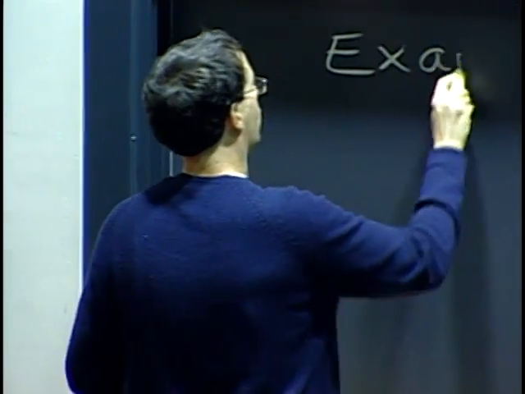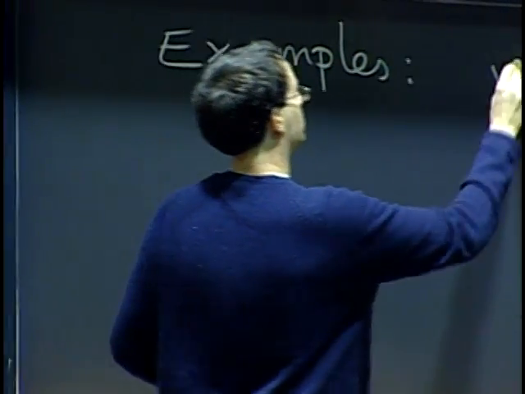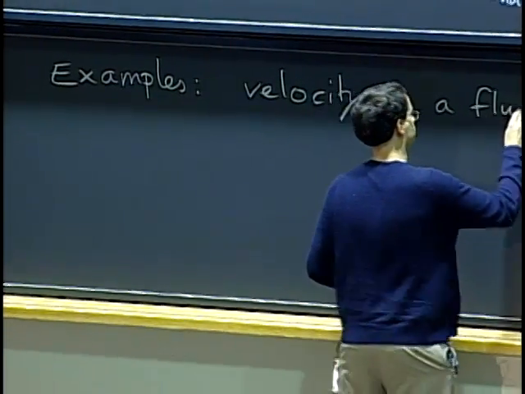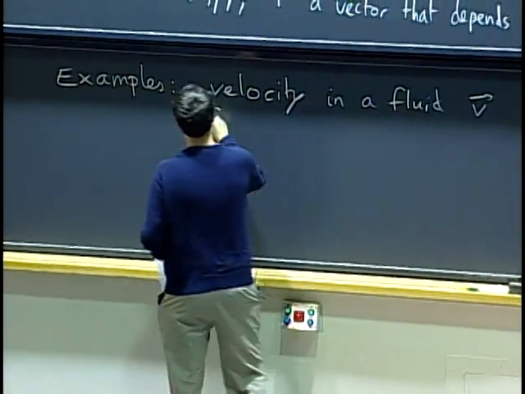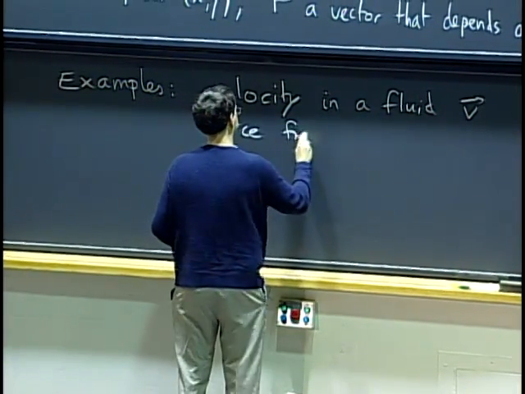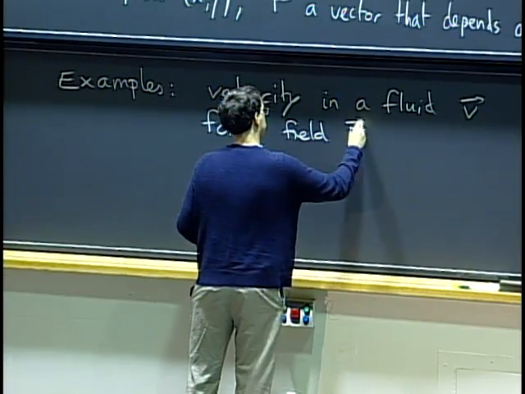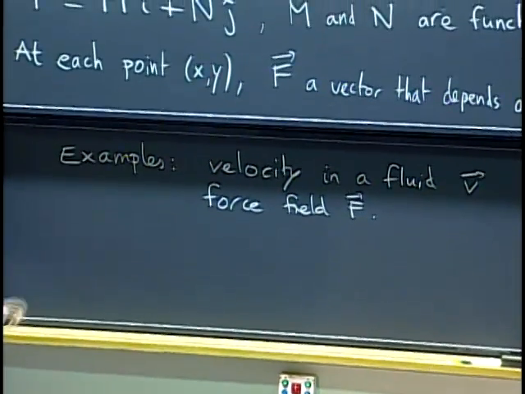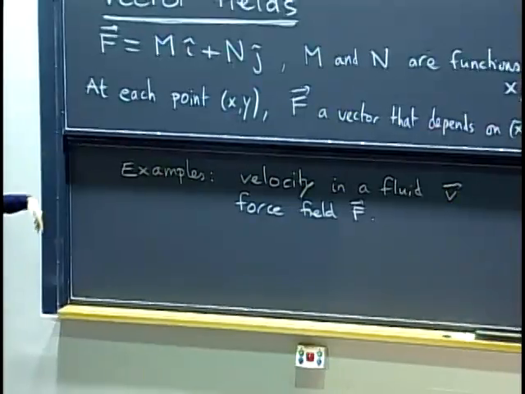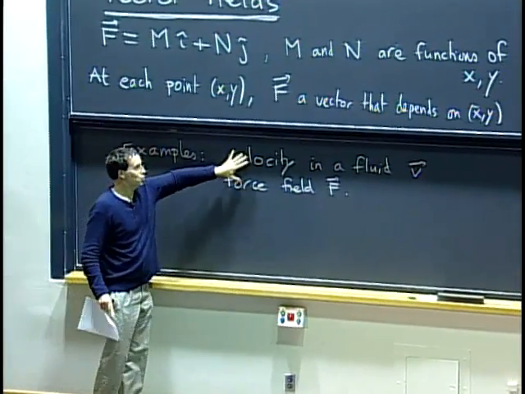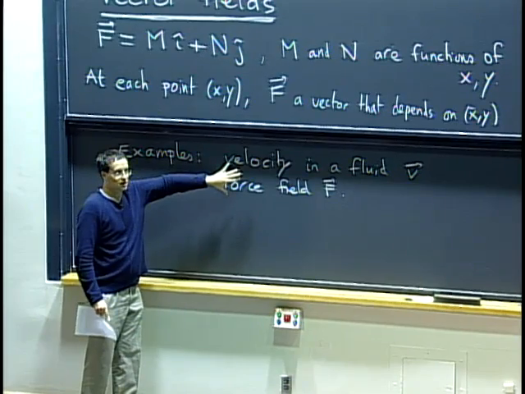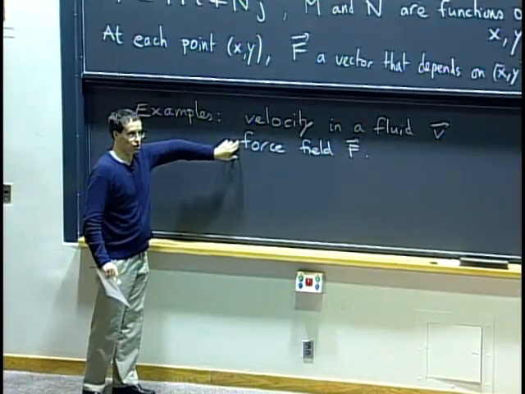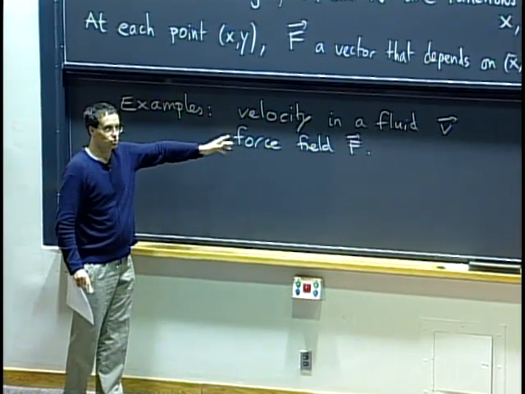So the examples from the real world are things like velocity in a fluid or force field, where you have a force that depends on the point where you are. We're going to try to study vector fields mathematically, so we won't really care what they are most of the time. But as we explore with them, define quantities and so on, we'll very often use these motivations to justify why we would care about certain quantities.